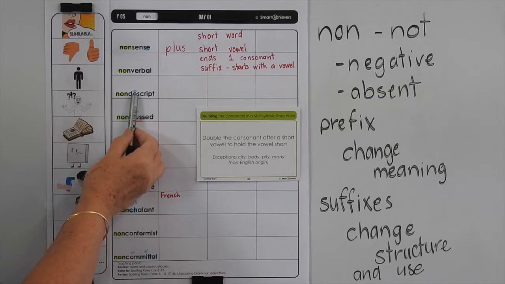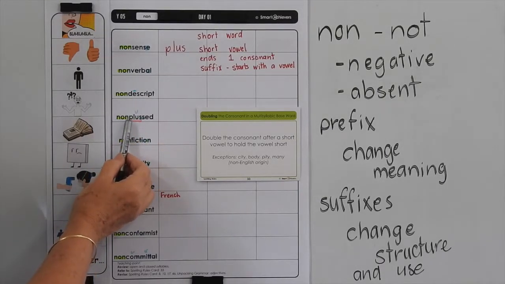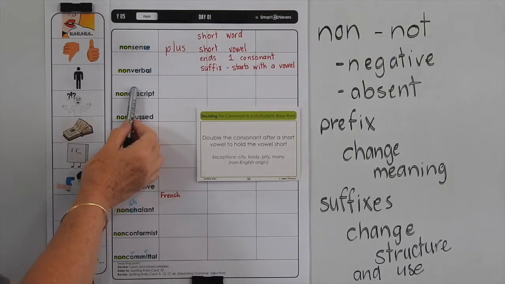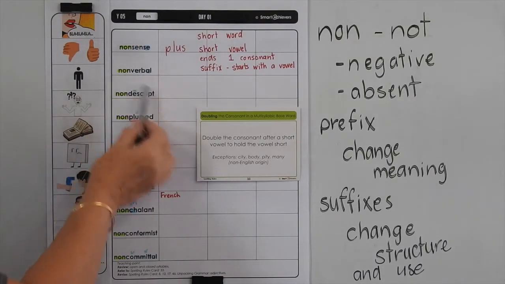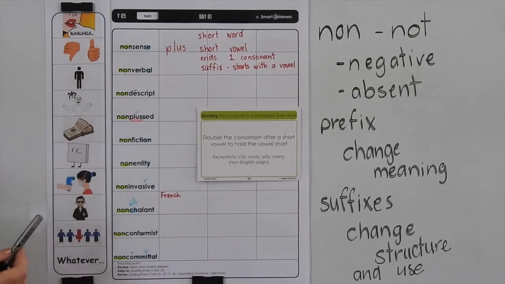Now nondescript, we've got a long E sound on that E there. So you could break that up into some syllables to make it easy. In fact, you can break all these words into syllables to make them easier.